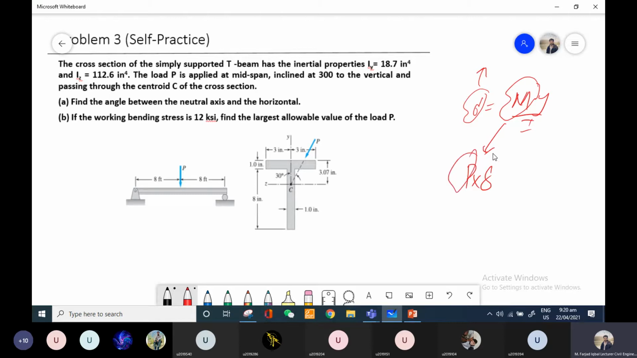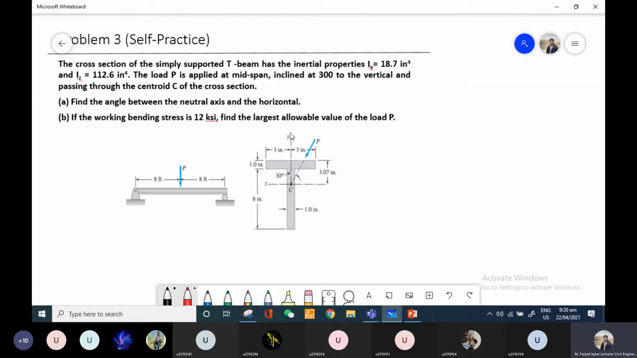So you can expect any type of question. In the previous problem that I have shown you, we were supposed to find out the stress. Now in this one, we are supposed to find out the load. So you can expect any question with respect to any variable. So let's start this question.